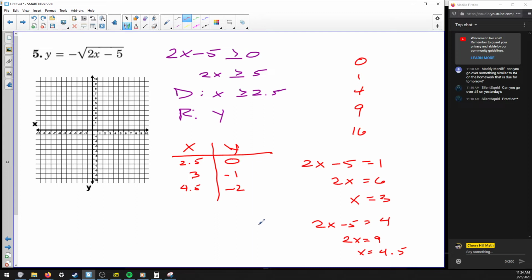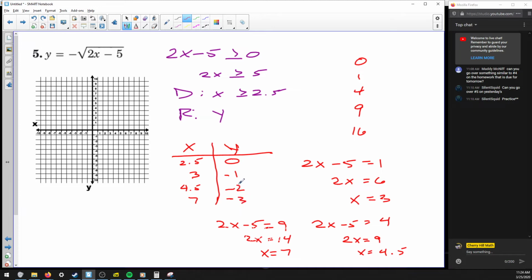And then we'll try one more. Let's do 9. What makes 2x minus 5 equal to 9? Well, if I add the 5 over, that would be 14. So 2x is equal to 14, and that makes x equal to 7. So I know that if I want to get a 9 out, or a 9 at least under the radical, I have to plug in a 7. 7 times 2 is 14 minus 5. Well, that's 9. The square root of 9 is 3. Make that 3 negative. So negative 3 is my output.